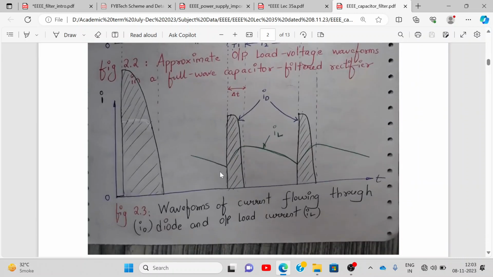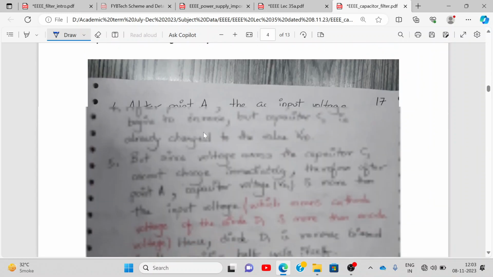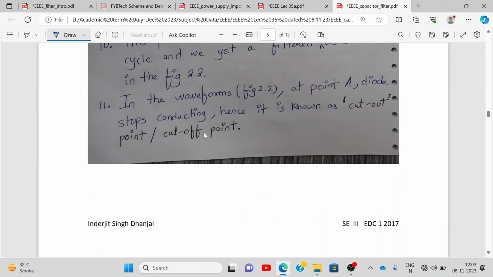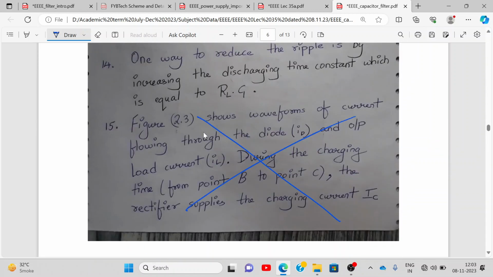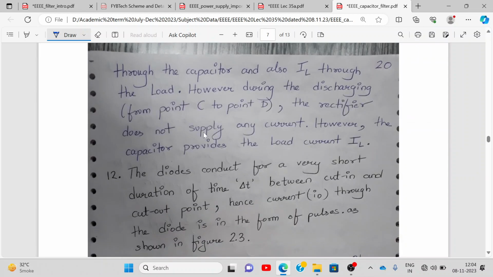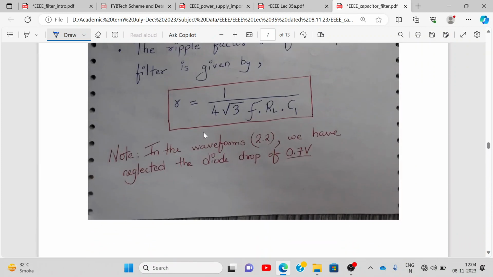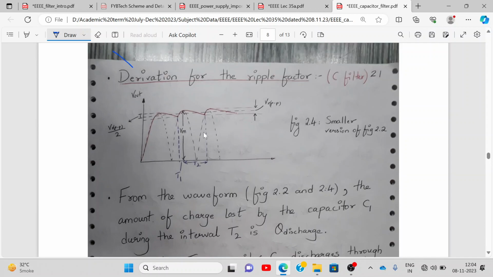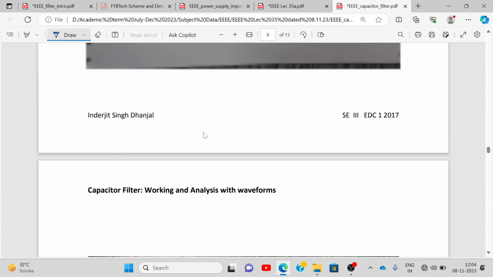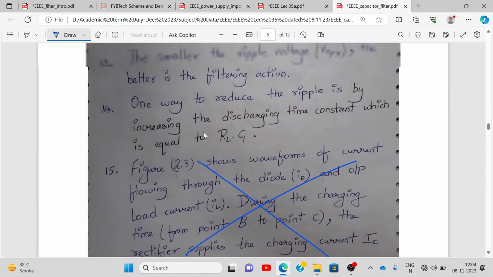This is not required for you all. The current waveform is not required, so I'm cancelling it out. Nothing else is there. This derivation is also not there. So a lot of cancellation is good news for you all. Up till point 14 only you have.